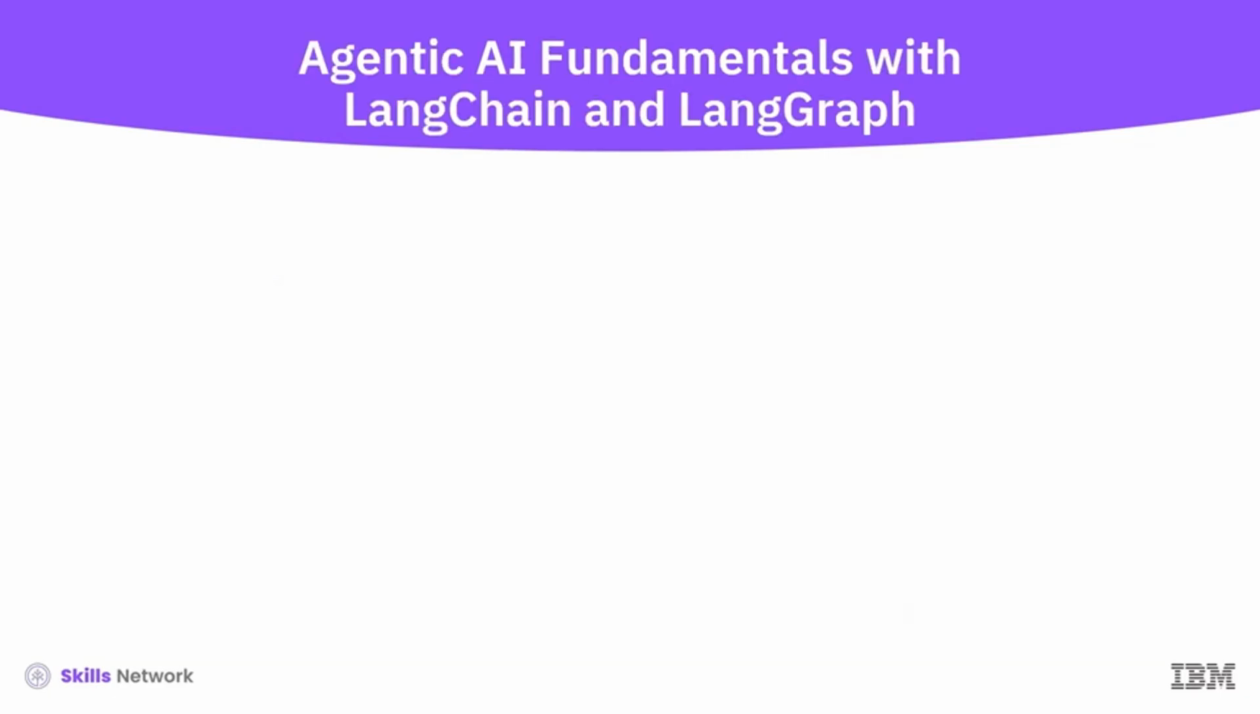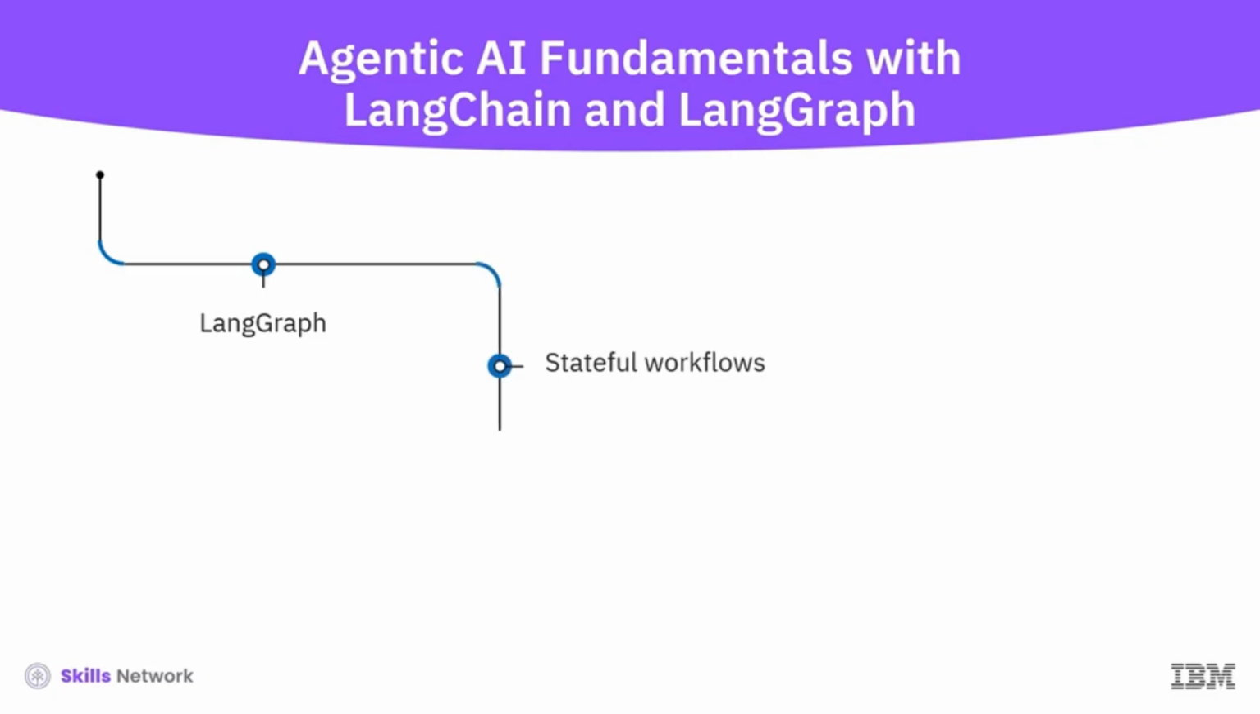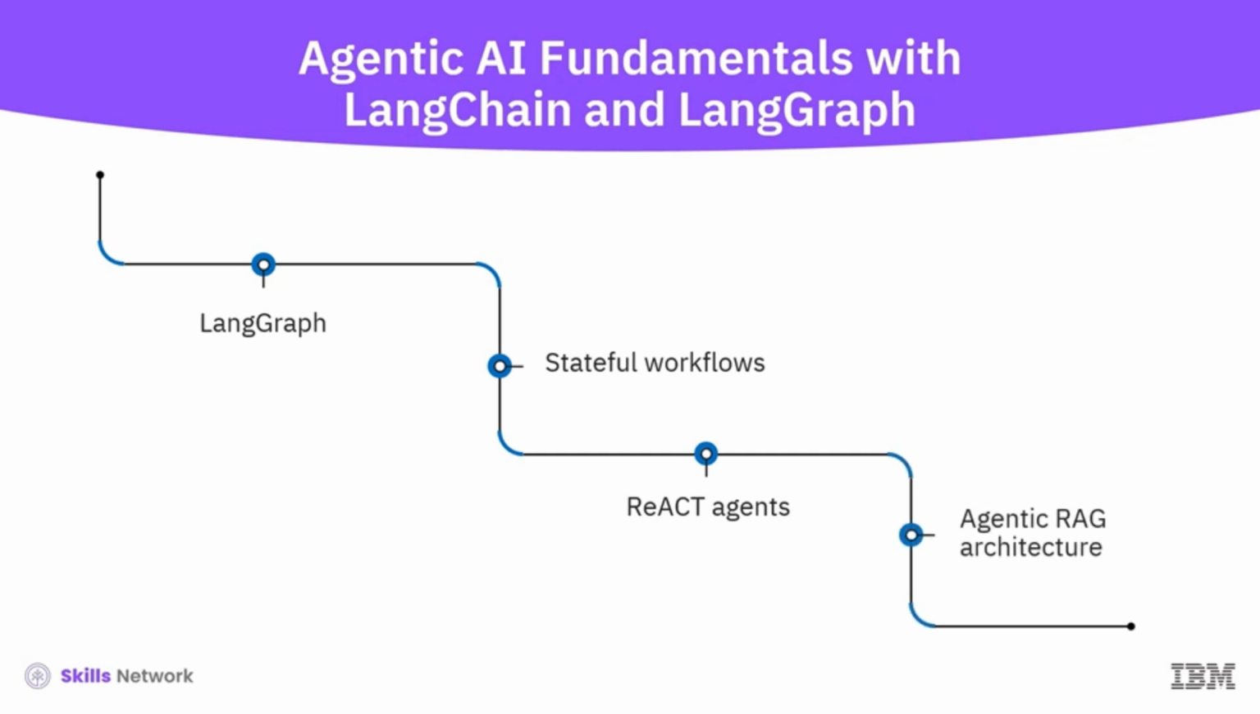The seventh course helps you use LangGraph and LangChain to develop stateful workflows. You'll explore key architectures such as agents and ReAct agents, applying them to real-world applications. Additionally, the course introduces multi-agent system design and agentic RAG architecture, equipping you with skills to build scalable, robust applications.